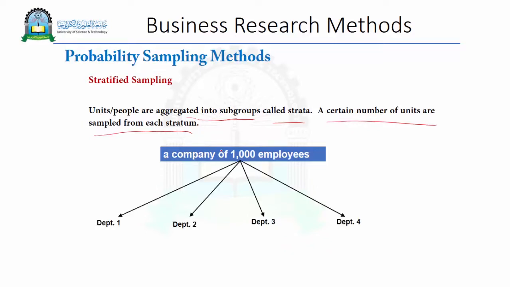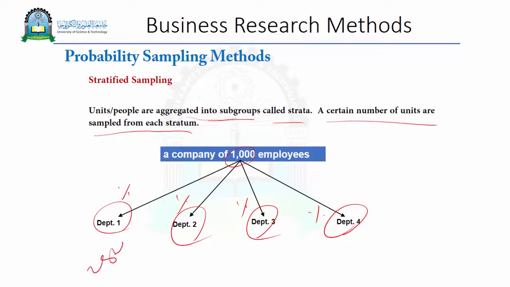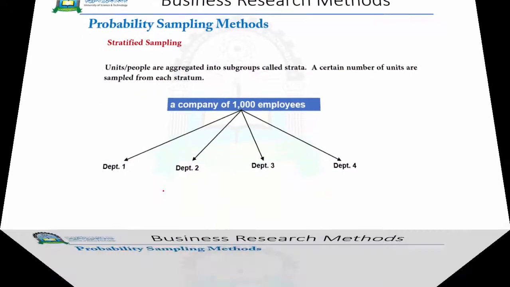So if the company is having 4 departments, and in the whole company we have 1,000 employees, I will take the sample from every department, whether proportional, in which I will calculate the percentage here and draw the sample according to the percentage representing the population here, or non-proportional. That means I can divide 1,000 by 4, so I can take 250 for each department.